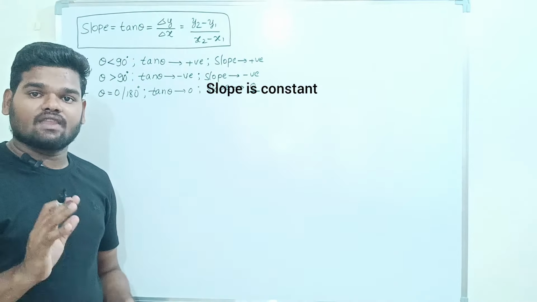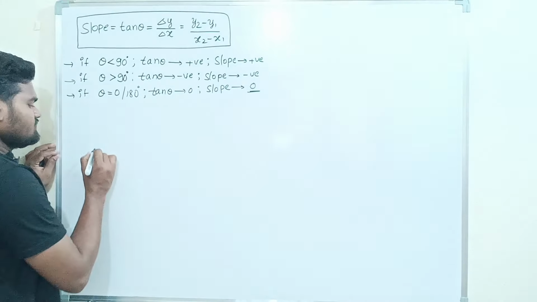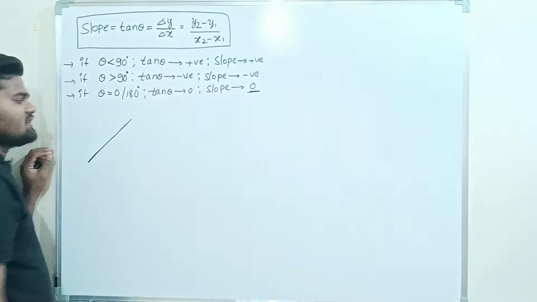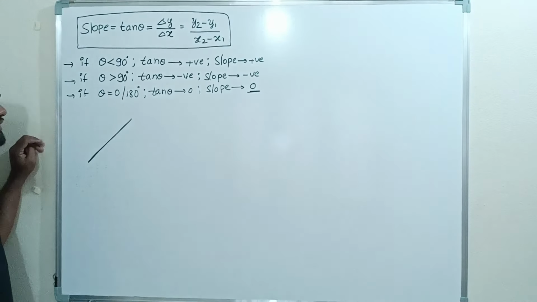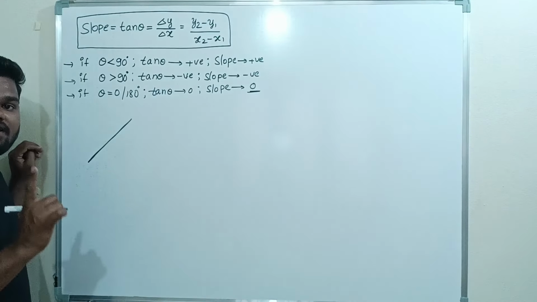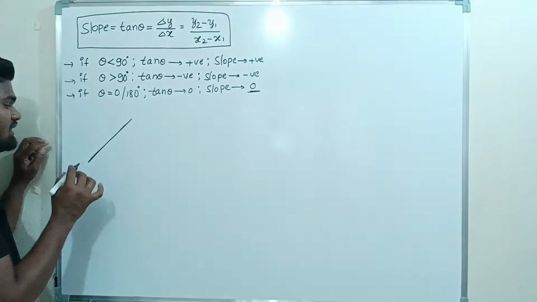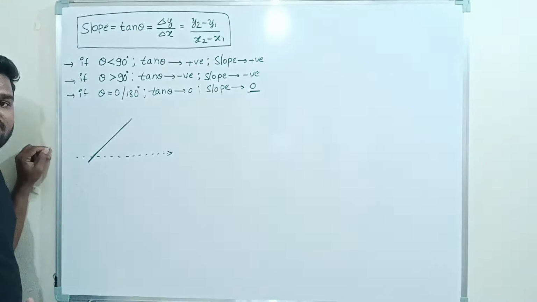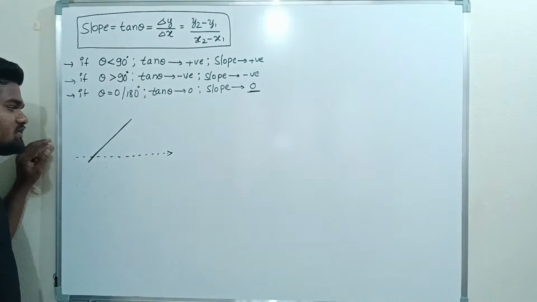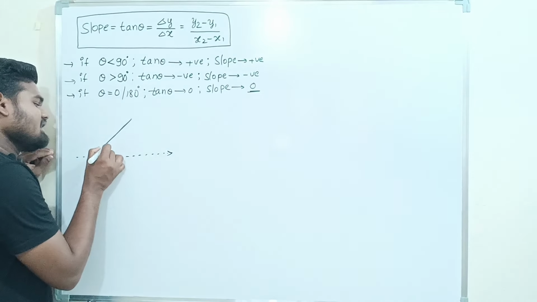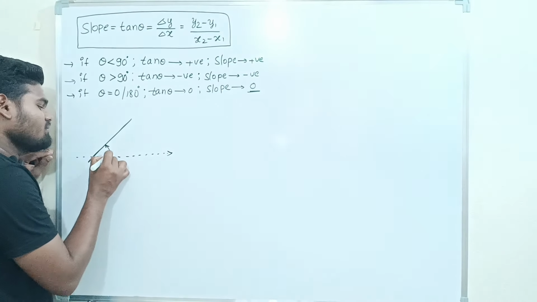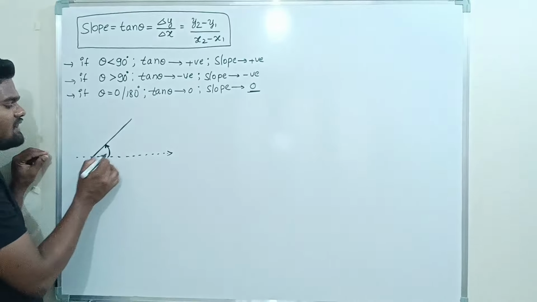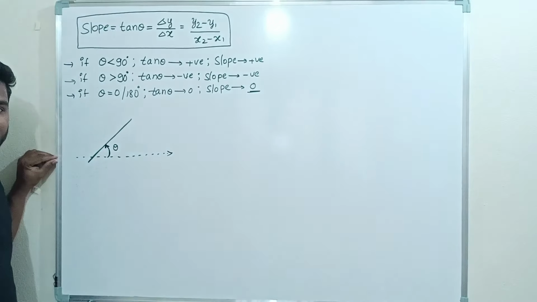Is it clear? For example, a slope is like this, as shown in the figure. Now, how can we say whether the slope is positive or negative? Just take a positive x-axis. Draw one horizontal line which represents the positive x-axis. Then take an angle in anti-clockwise direction from the positive x-axis. Just draw an angle theta in anti-clockwise direction.